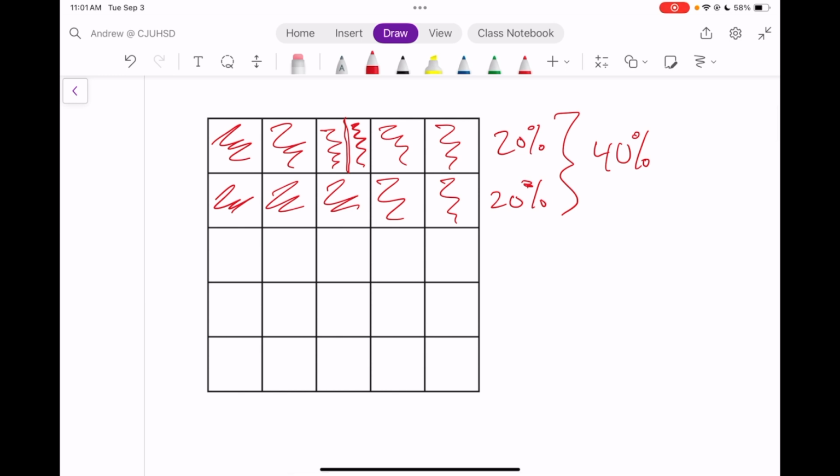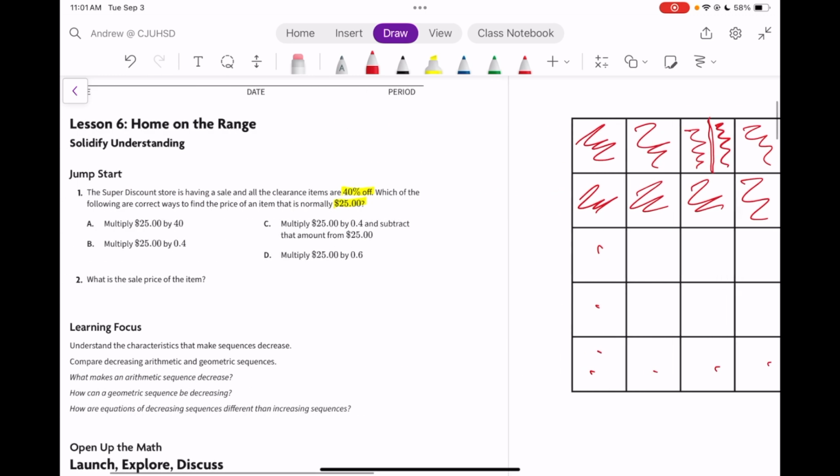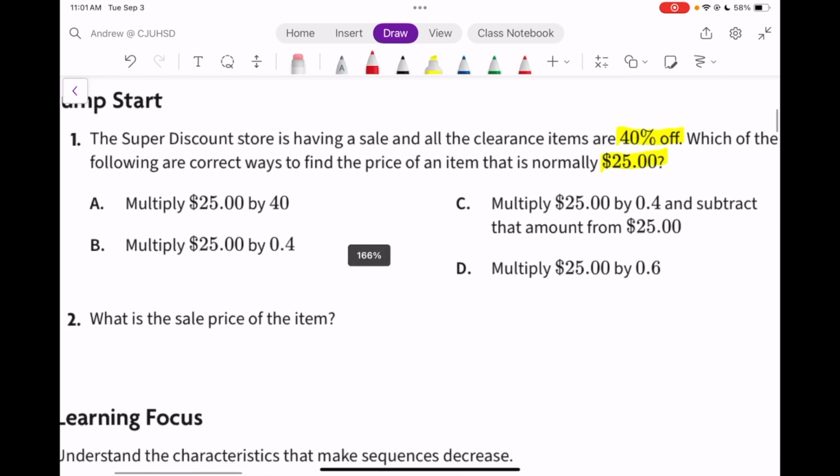Well, how many boxes would I have left? 1, 2, 3 by 1, 2, 3, 4, 5. I have 15 boxes left. What percentage would that be? That would be 60%. So to get an answer of 15, we could not do A.